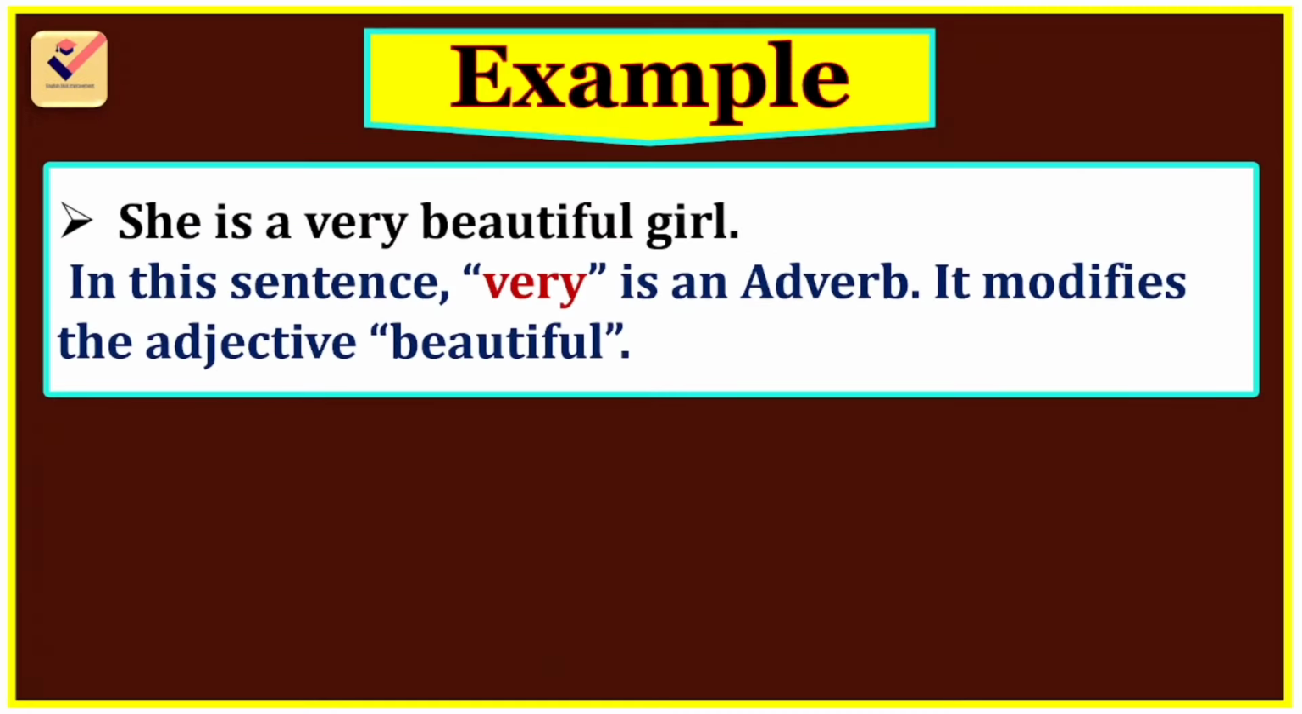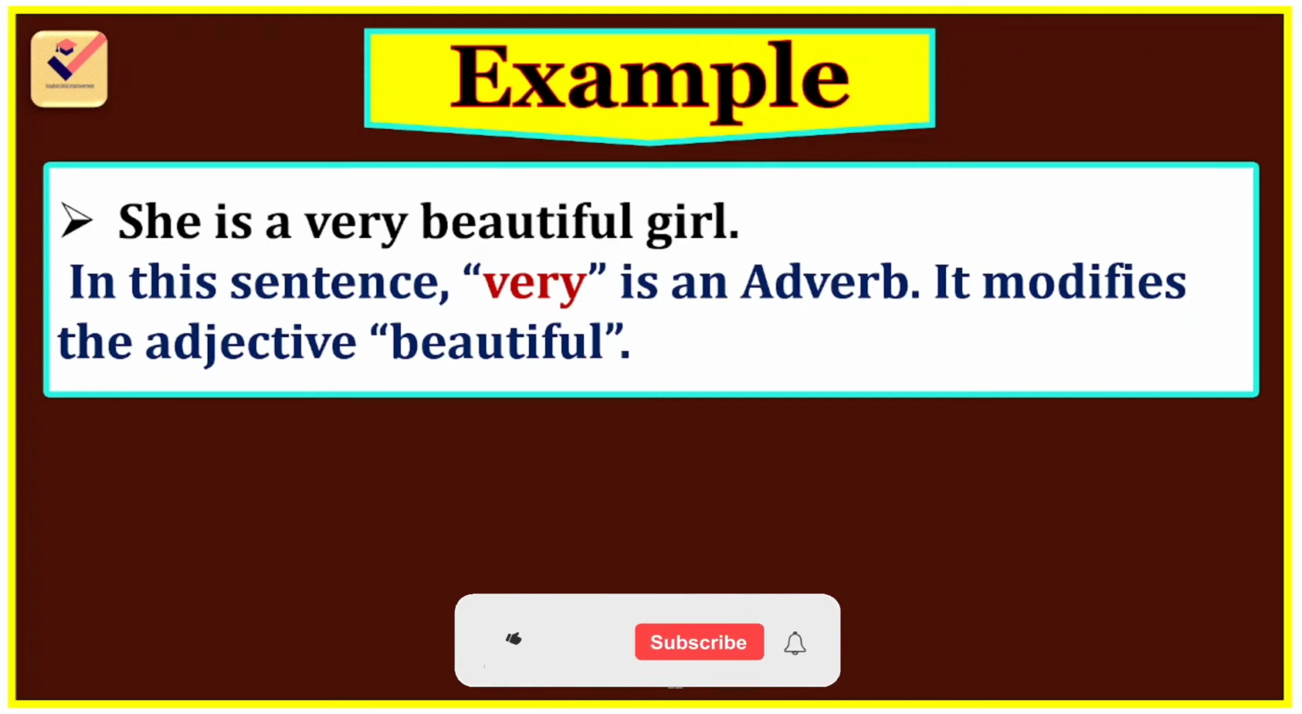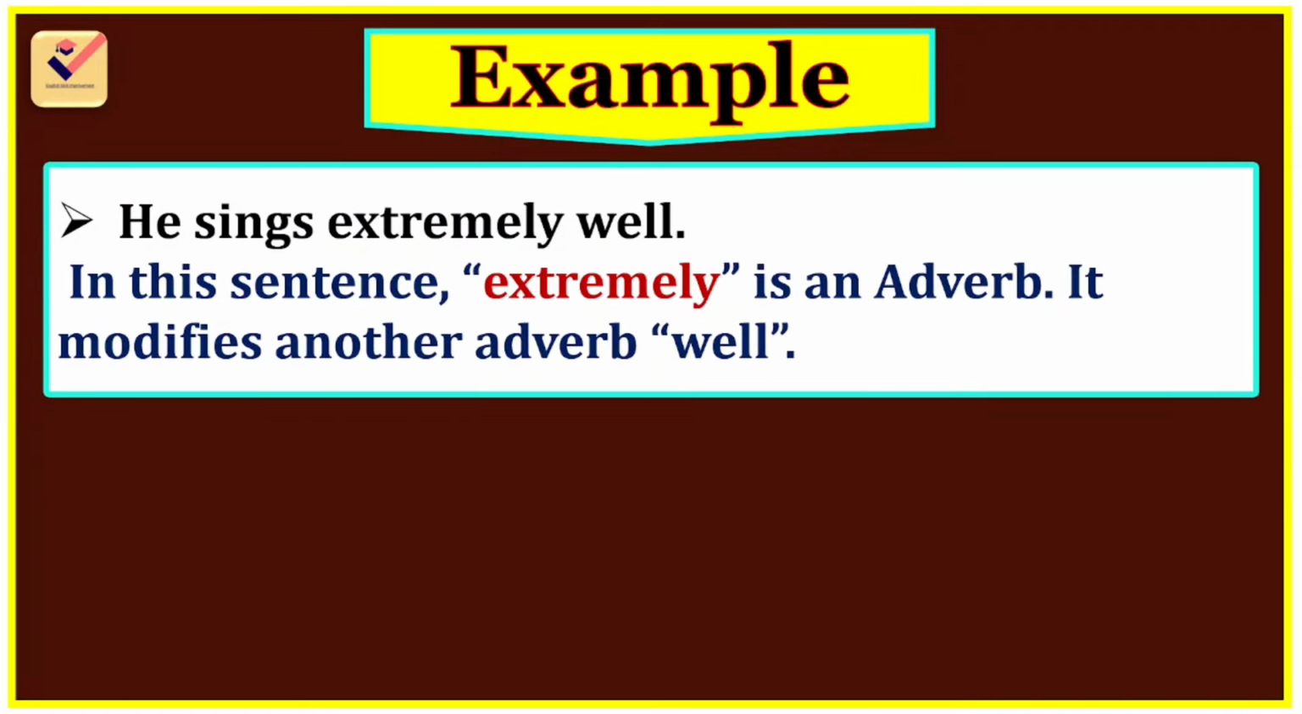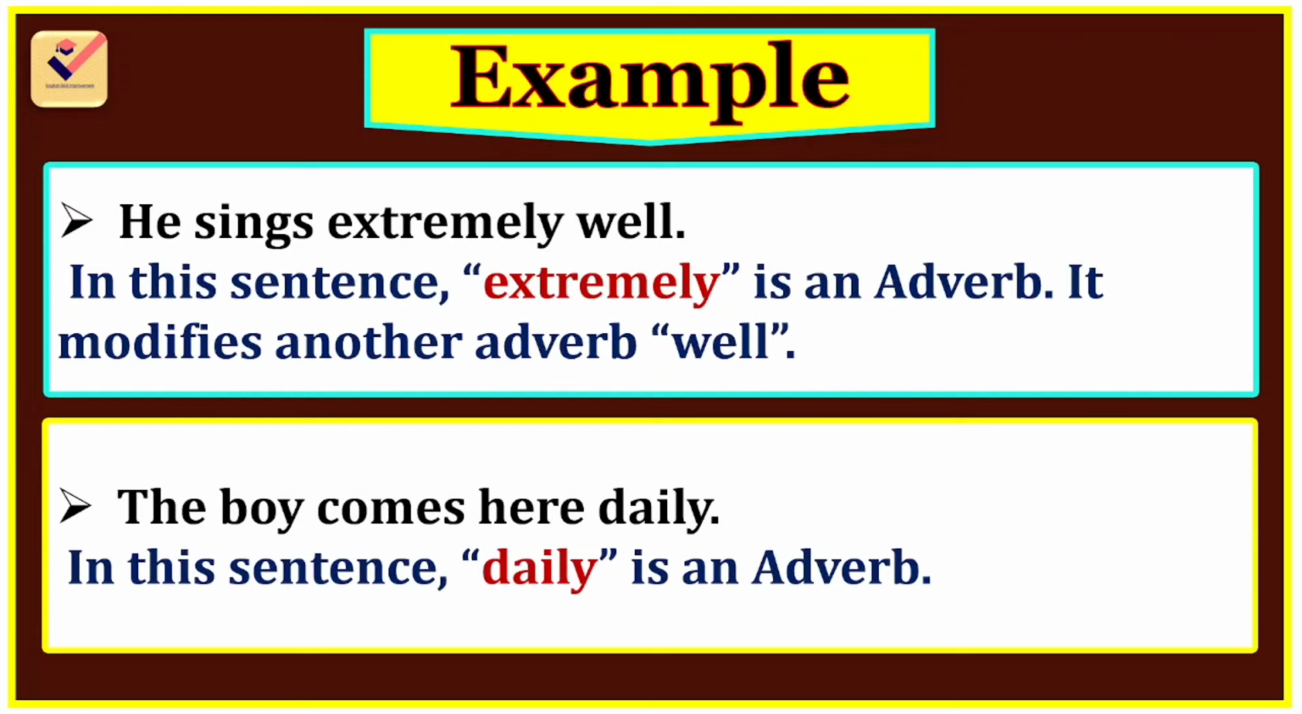She is a very beautiful girl. In this sentence, very is an adverb. It modifies the adjective beautiful. I walk slowly. In this sentence, slowly is an adverb. It modifies the verb walk. He sings extremely well. In this sentence, extremely is an adverb. It modifies another adverb well. The boy comes here daily. In this sentence, daily is an adverb.